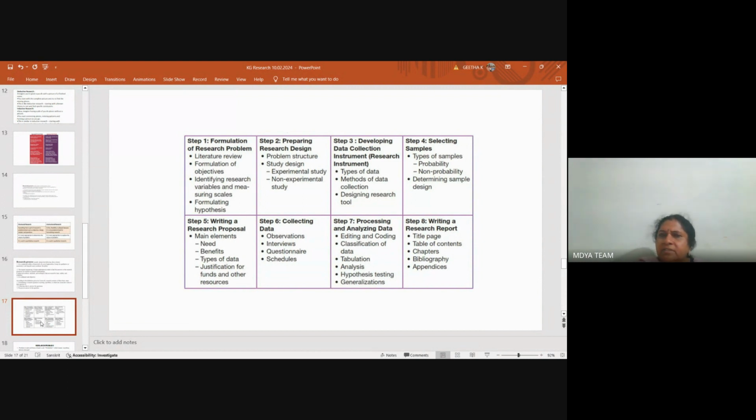And then the third is developing a data collection instrument, the research instrument. How you are going to collect the data. For example, for BP, you will decide systolic and diastolic, like this. Or if you are taking BMI, you have to measure the weight. This instrument should be well established, already presented in our research.